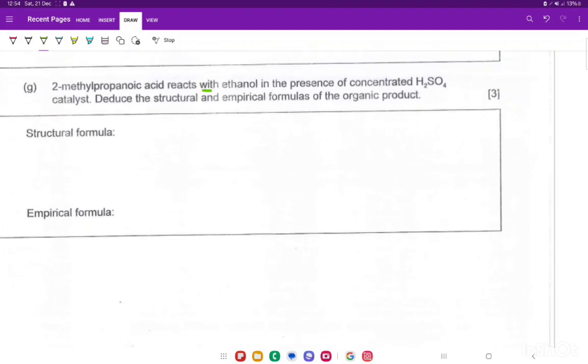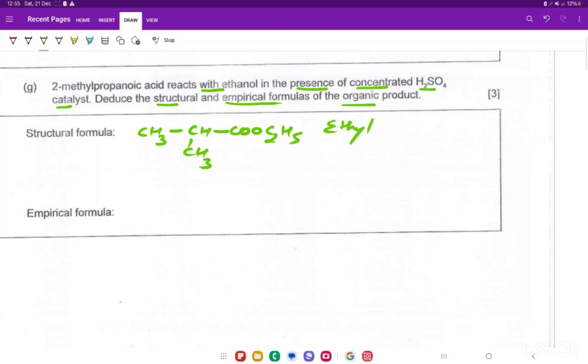Next, 2-methyl propanoic acid reacts with ethanol in the presence of concentrated sulfuric acid as a catalyst. When I am reacting an acid with an alcohol, they will form esters. We need the structural and empirical formula of the product formed. 2-methyl propanoic acid is CH3CH(CH3)COOH, and it is reacting with ethanol. The ester formed will be ethyl 2-methyl propanoate.